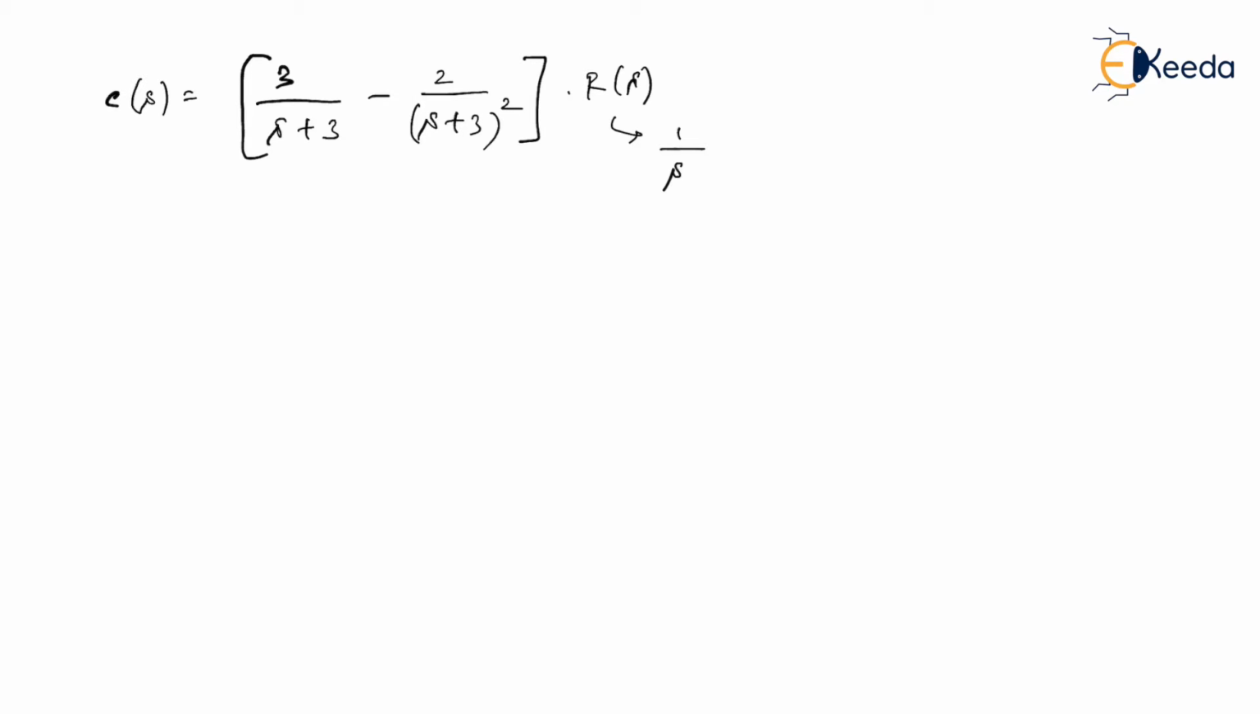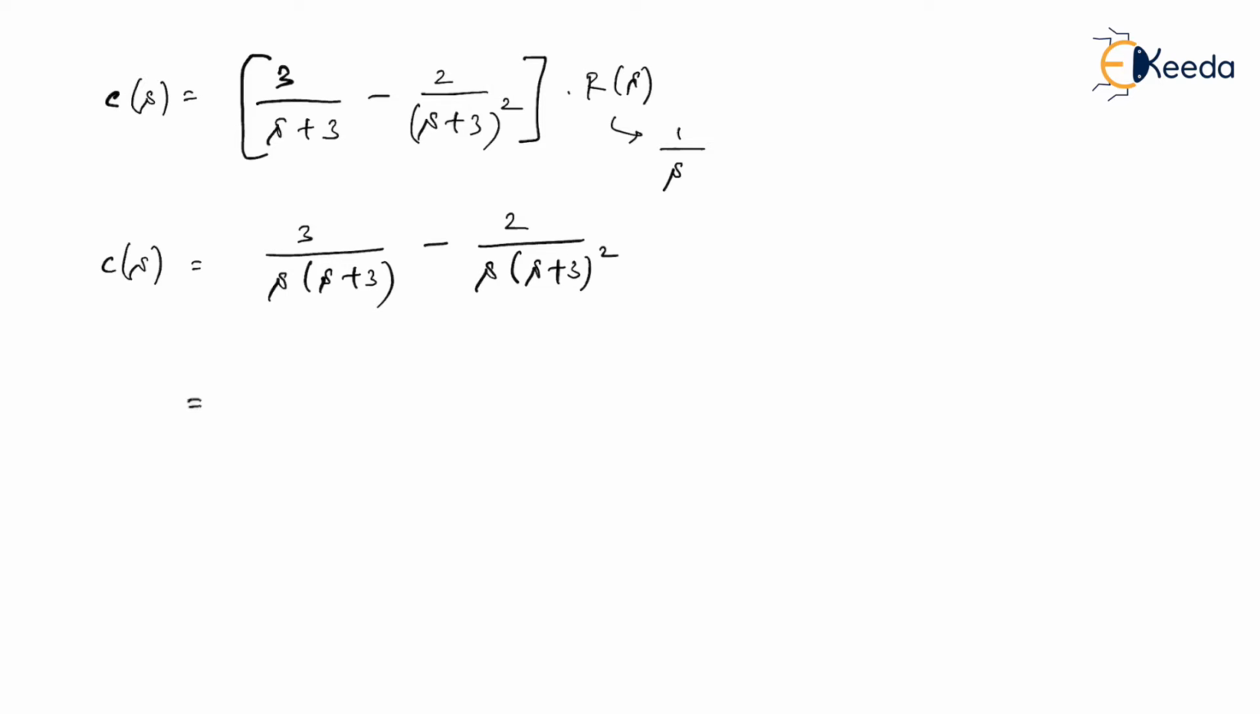So I can rather say C(s) is equal to 3 upon (s plus 3) minus 2 upon (s plus 3) square times what? R(s). And you know what is R(s)? R(s) is nothing but 1 by s. So after substituting it, you'll get C(s), which is nothing but 3 upon s into (s plus 3) minus 2 upon s into (s plus 3) square. Am I right?